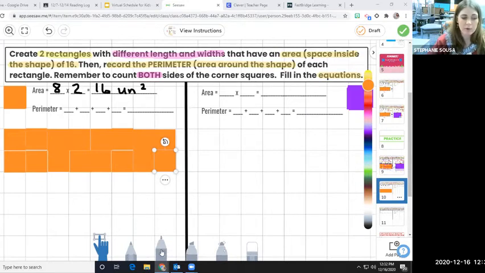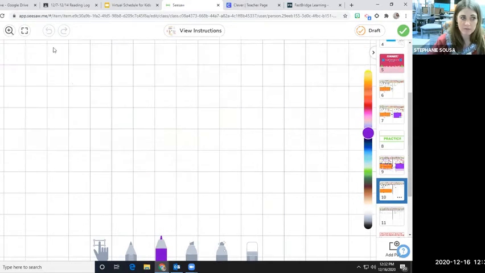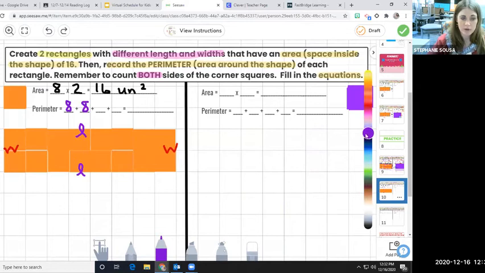Now I need to add my perimeter. And remember, your perimeter is going to be your length plus your length and your width plus your width. My length, we already know it. It's up here in the multiplication equation. It's 8. There are 2 of them, the top and the bottom. My width is the same. There are 2 of them. On the left side, there are 2 squares. On the right side, there are 2 squares.